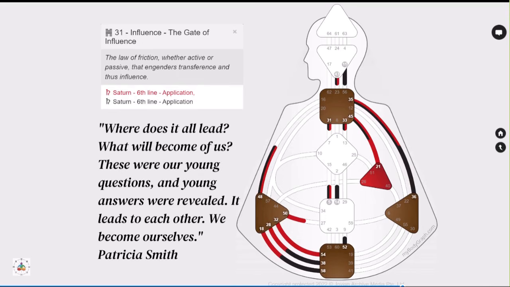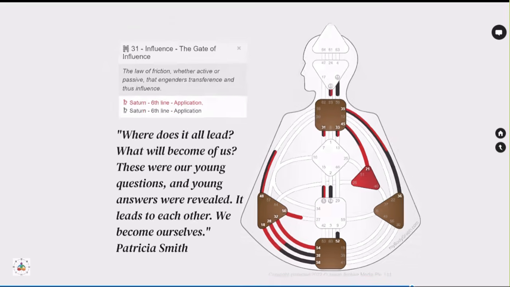So here is Patricia Smith, an American singer, songwriter, poet. She says, where does it all lead? What will become of us? These were our young questions, and young answers were revealed. It leads to each other. We become ourselves. And look, basic split leads to each other. The law of friction, whether active or passive, that endangers transference and thus influence. She's got both her Saturns here. Saturn, seriousness, 6th line, application, wisdom in her older years.